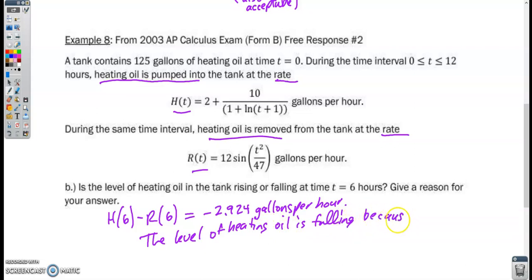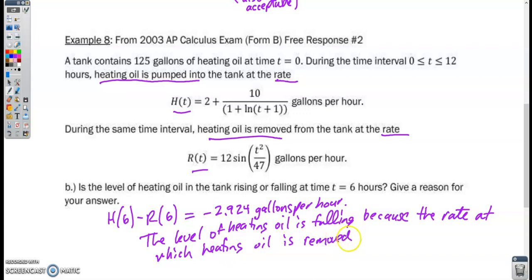because the rate at which heating oil is removed is greater than the rate at which heating oil is pumped into the tank.